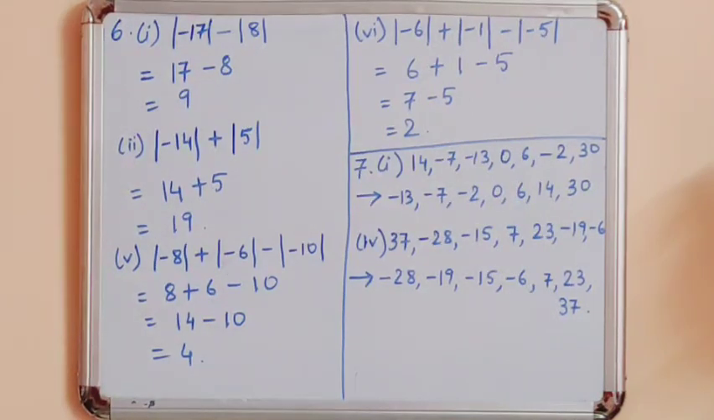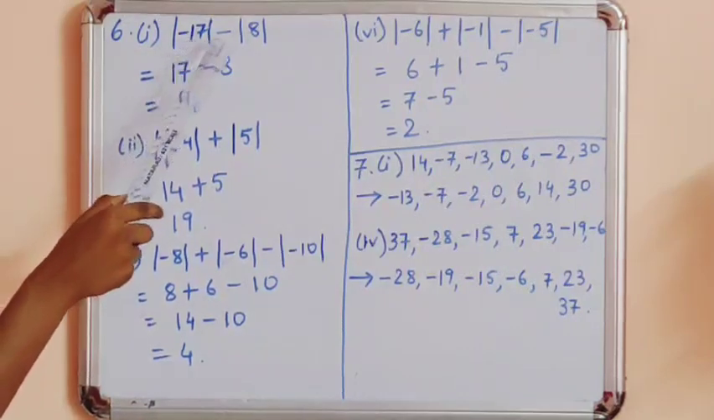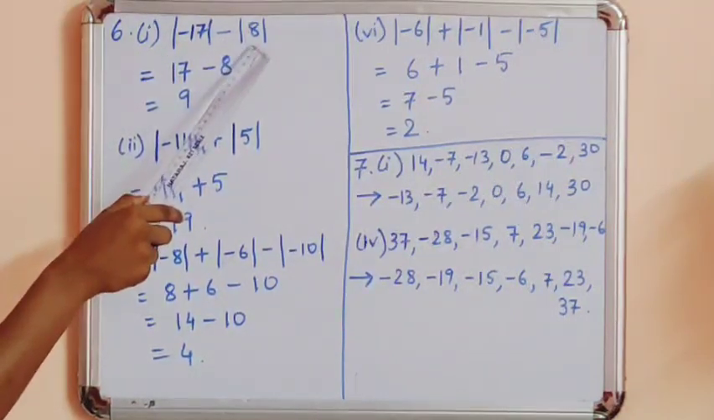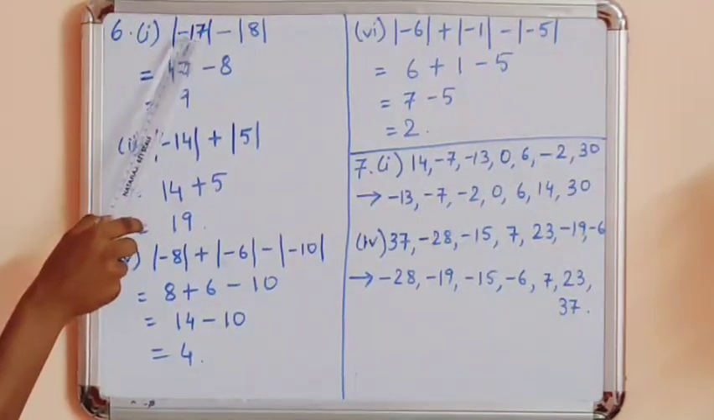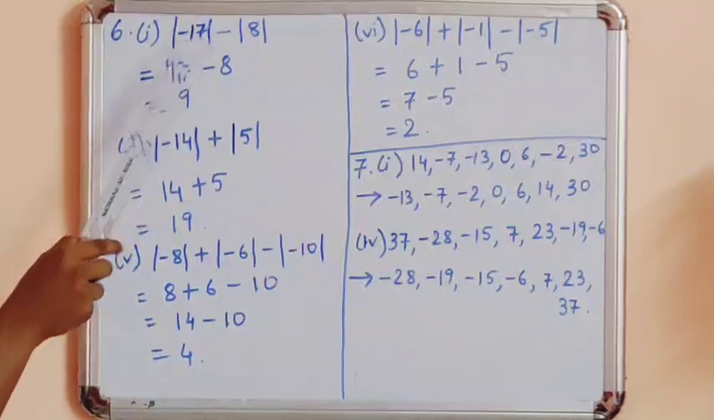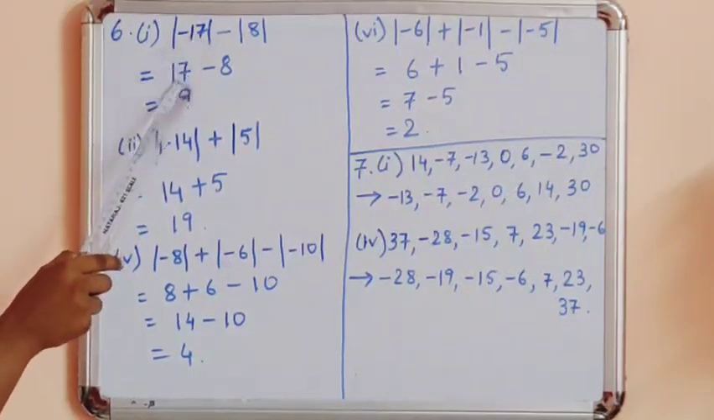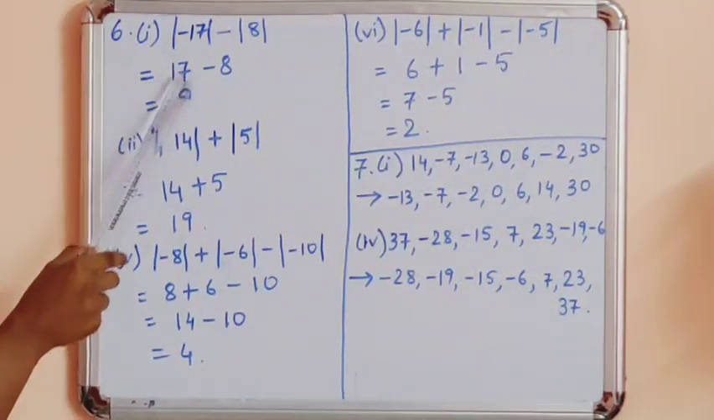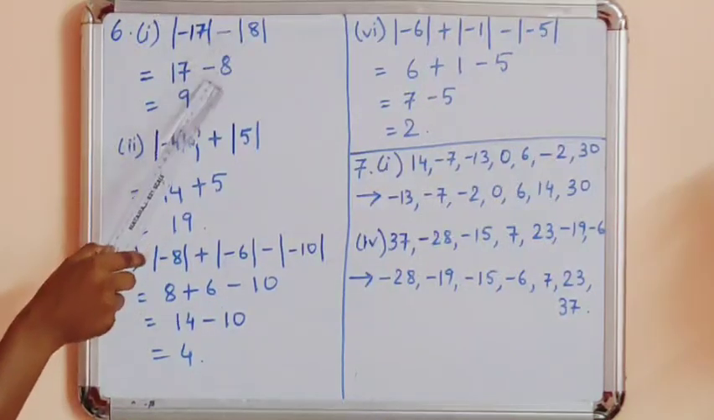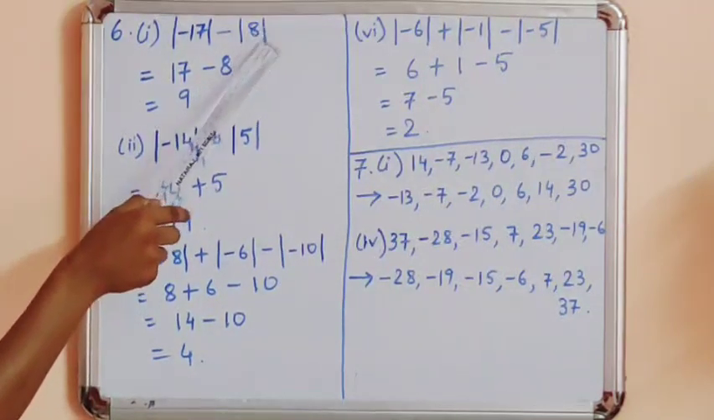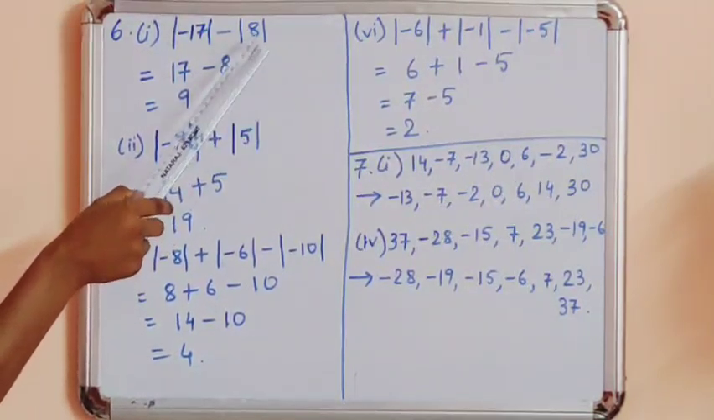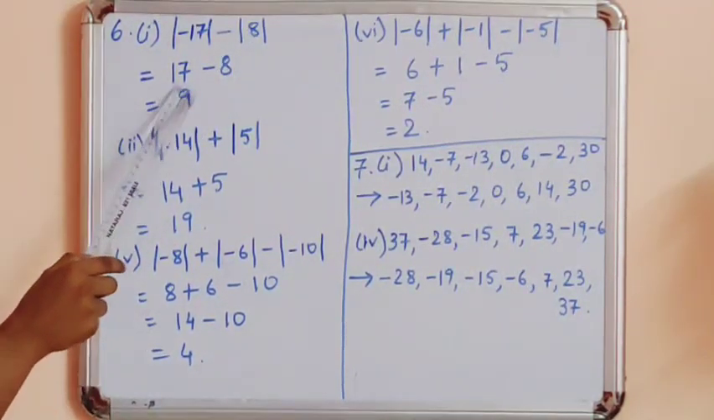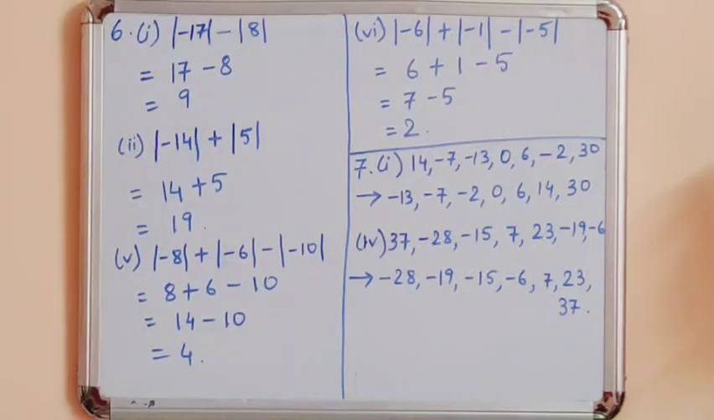So let us start. Question number 1. Absolute value of minus 17 minus absolute value of 8. Now absolute value of minus 17. Since this is a negative number, we will remove the negative sign and we will take out the numeral form of this number, that is 17. So this becomes 17. Minus sign will again come here, and the absolute value of 8 is 8. Because this is a positive number, it will come out as it is. 17 minus 8 is 9.